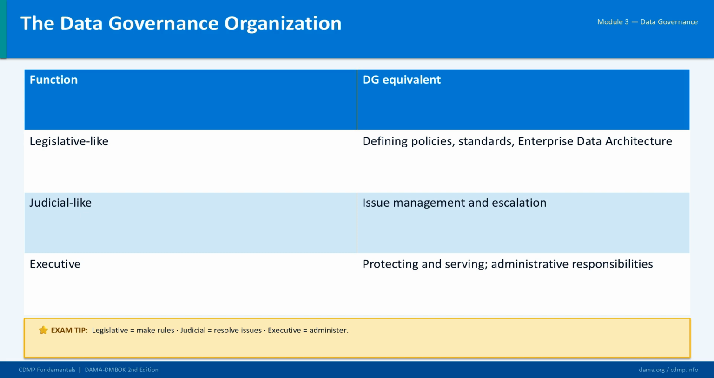Most organizations adopt a representative form of governance so that all stakeholders have a voice, and they often build multiple layers: local, divisional, and enterprise-wide. So when you think about how a governance organization is structured, map it to those 3 branches: legislative makes the rules, judicial resolves the issues, executive administers.